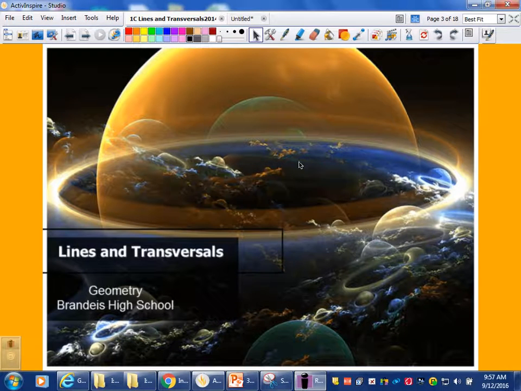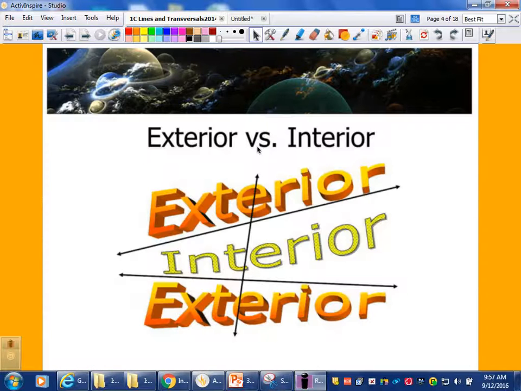Today is September 9th, 2016, and today we're covering lines and transversals. The first thing you need to know when covering lines and transversals is some vocabulary. And the first vocabulary you need to know is exterior versus interior.